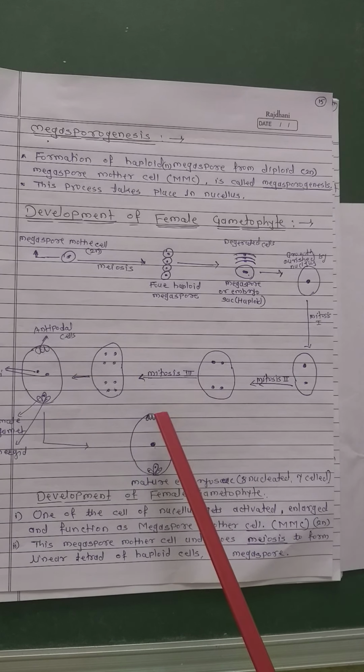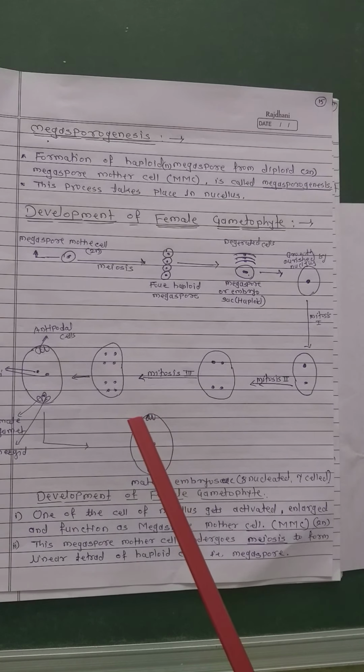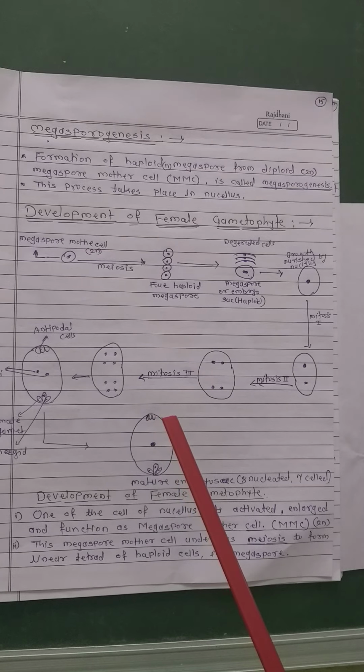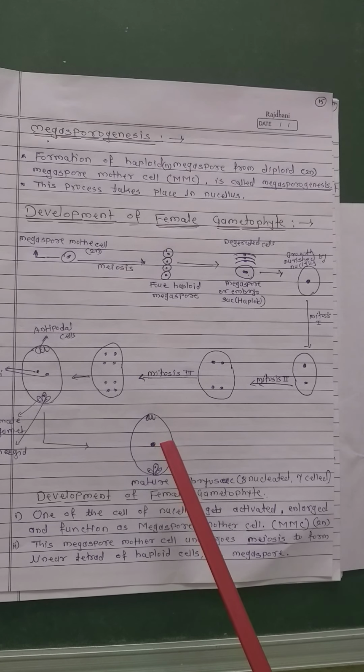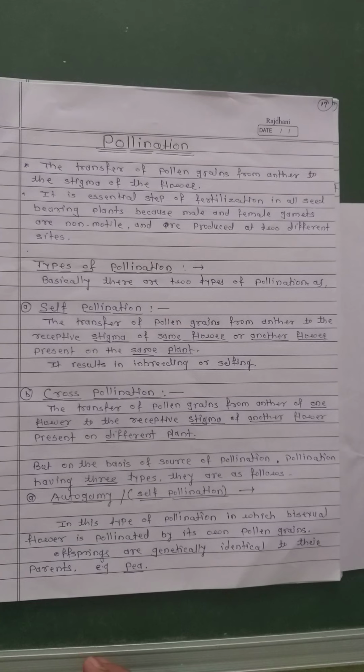Thus, a 7-celled, 8-nucleated embryo sac, the female gametophyte, is formed within the functional megaspore, so development is endosporic. It is monosporic development because the embryo sac develops from a single megaspore. The female gametophyte is colorless, endosporic, and is concealed in the ovule enclosed by the ovary. This is the completion of development of the female gametophyte.